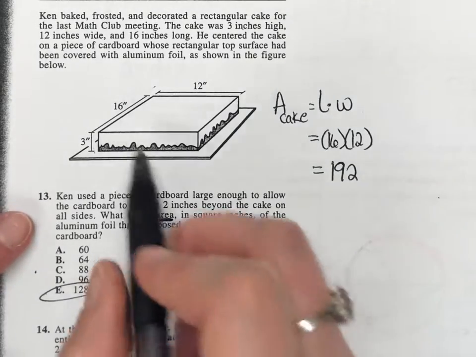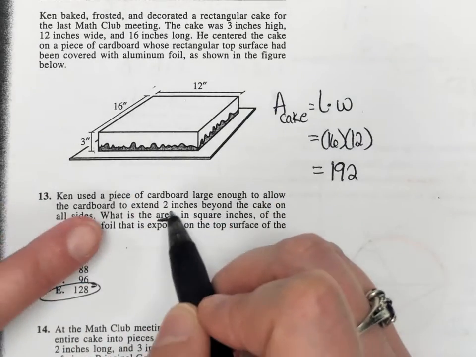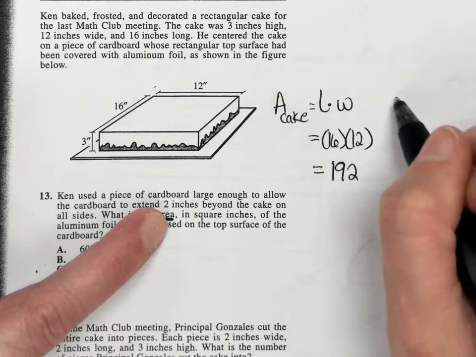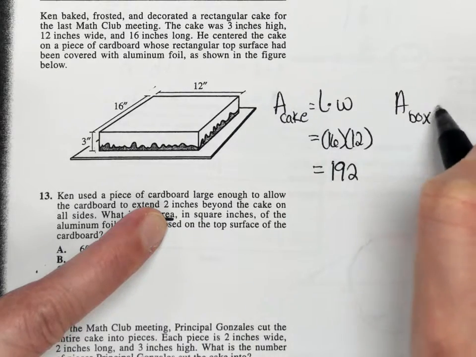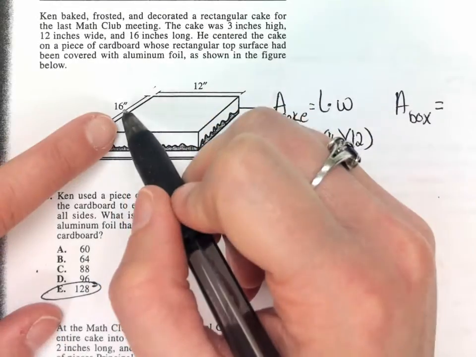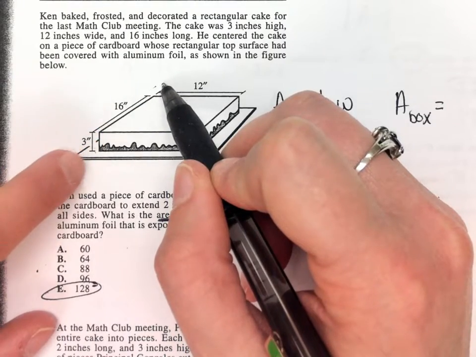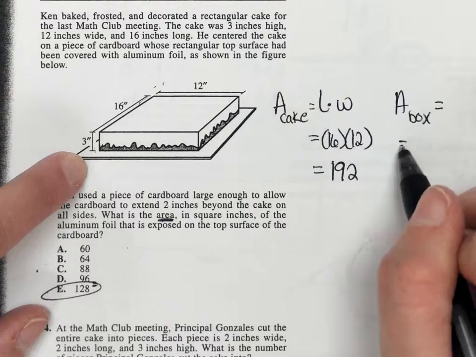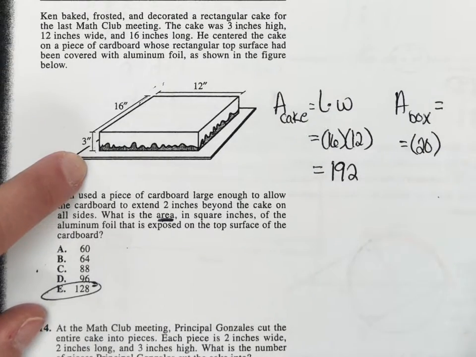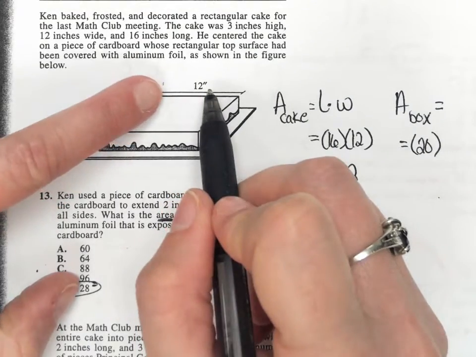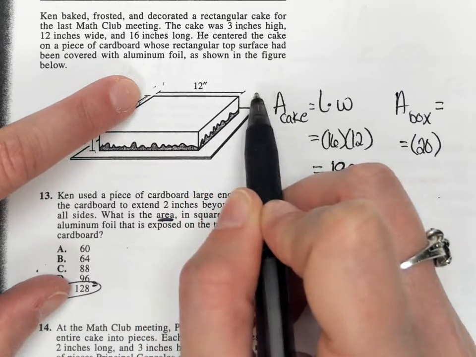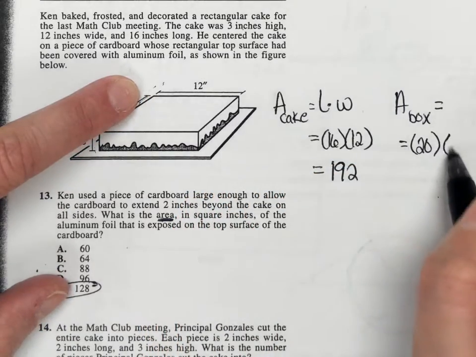Okay, then it wants the board. It told you the board sticks out how many inches on every side? 2. So that means the area of the board, or the box, whatever you want to call it, is 2 inches more than 16 right here, which is 18. 2 inches more on the other side would make it 20. The width is going to be 2 inches more on this side, which would make it 14. 2 inches more on this side would make it 16.